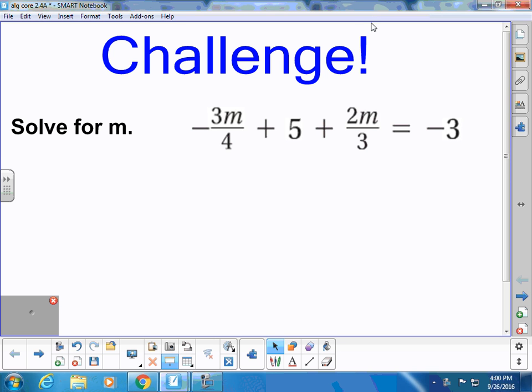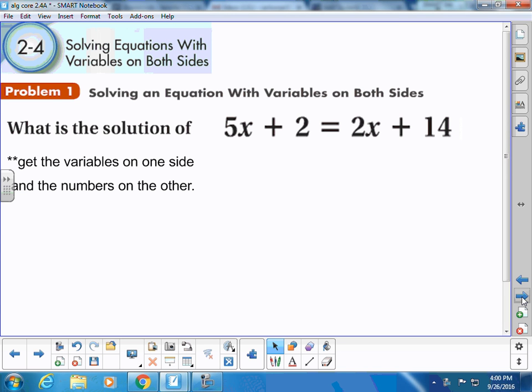All right, hi. So let's start out the day by doing a challenge problem. You guys try to solve this for M, and then we'll check it when we check notes. But we're going to start with 2.4, solving equations with variables on both sides.